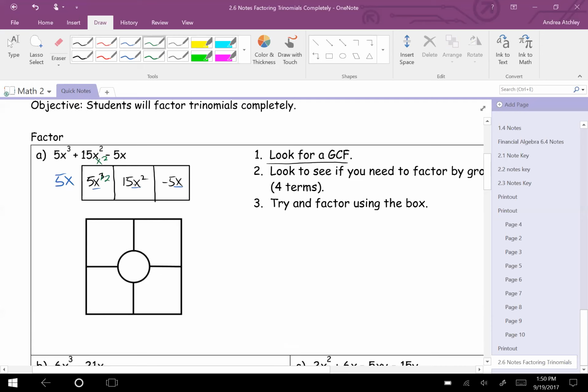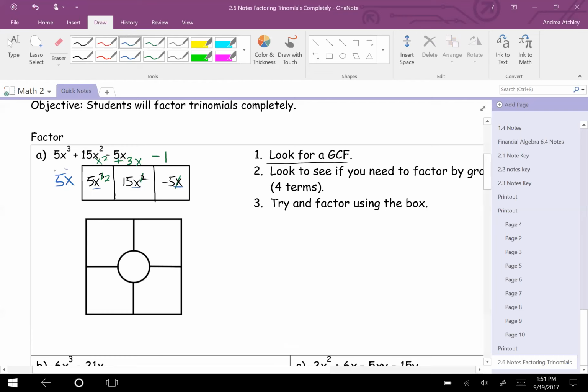Then the 15x squared: 15 divided by 5 is 3. And x squared divided by x, I take 1 away and am left with just an x, and it's a positive 3x. Then I divide negative 5 divided by 5 is 1. And then I take away an x, and I'm left with none. And it's a negative 1. Any questions over that?